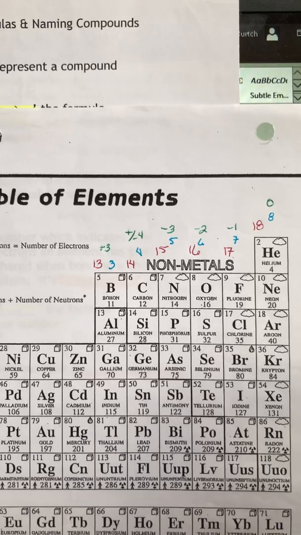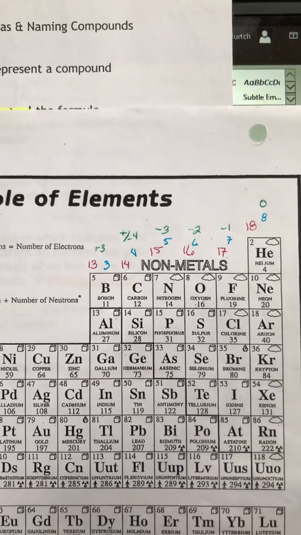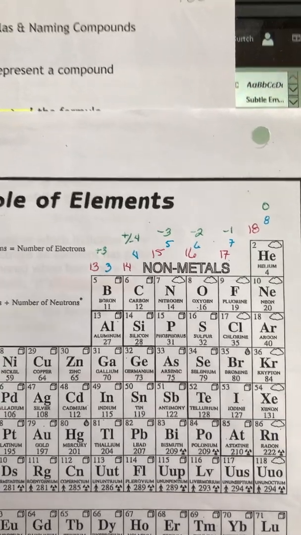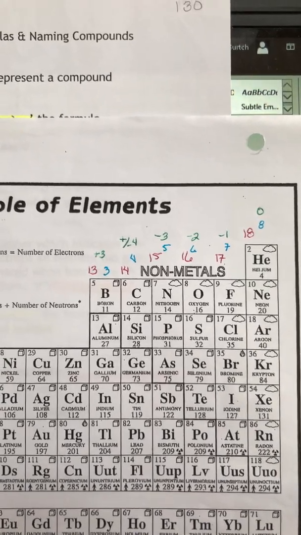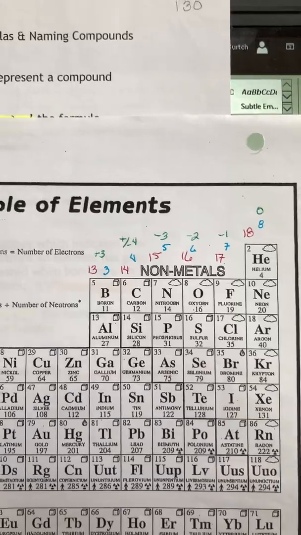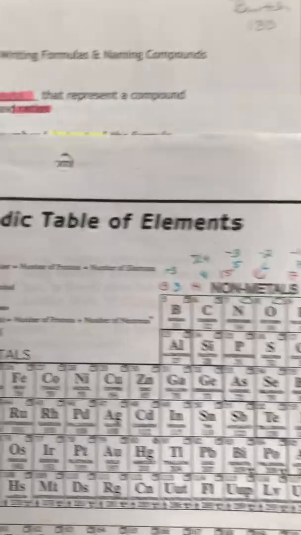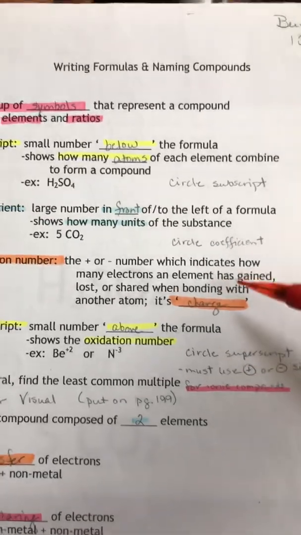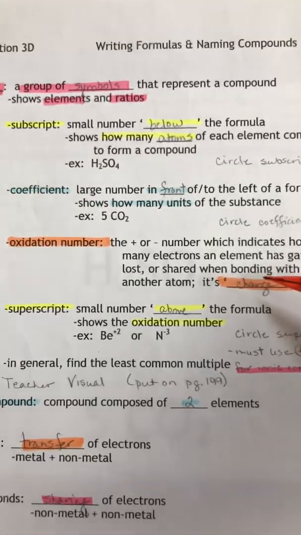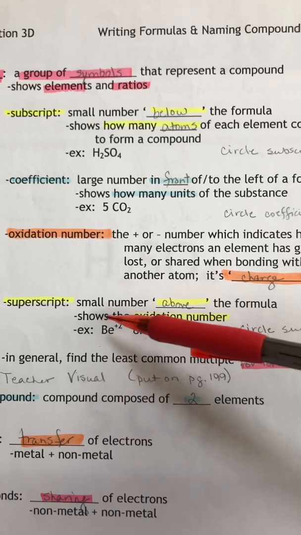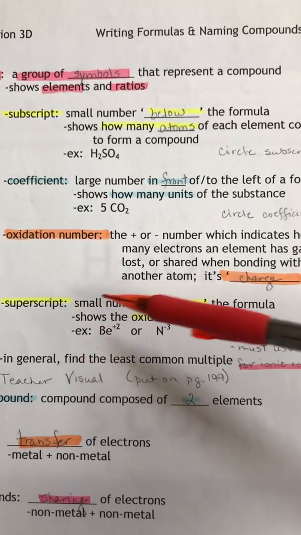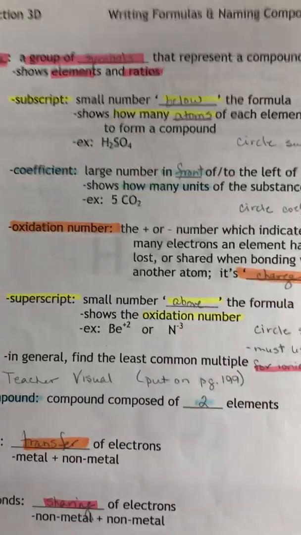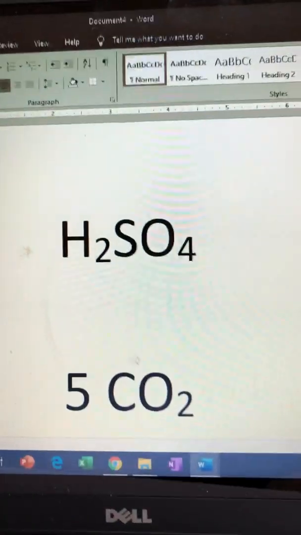Unlike math, you have to write the plus or minus sign every time. Well, I guess you have to do the minus sign in math, but you don't have to do the plus sign. You have to show a sign in chemistry. Okay, so that is the oxidation number here, the charge. When we write it as a superscript, which is a small number above the formula, it's what shows the oxidation number.